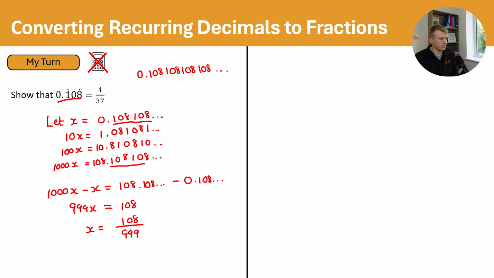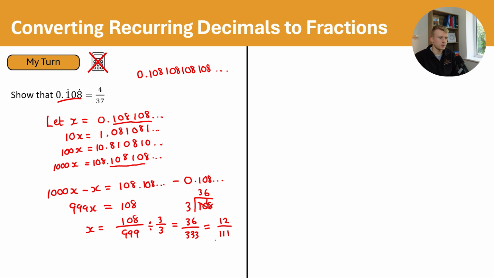Now, I need to then simplify that fraction. I know that 999 is going to be divisible by 3. So let's start off by dividing both of these by 3. I'll do 108 divided by 3. 3 goes into 10 3 times with 1 left over. 3 goes into 18 6 times. If I divide by 3 on the numerator and denominator, that gives me 36 over 333. And I can continue to simplify. I can divide through by 3 again. So that would be equal to 12 over 111.